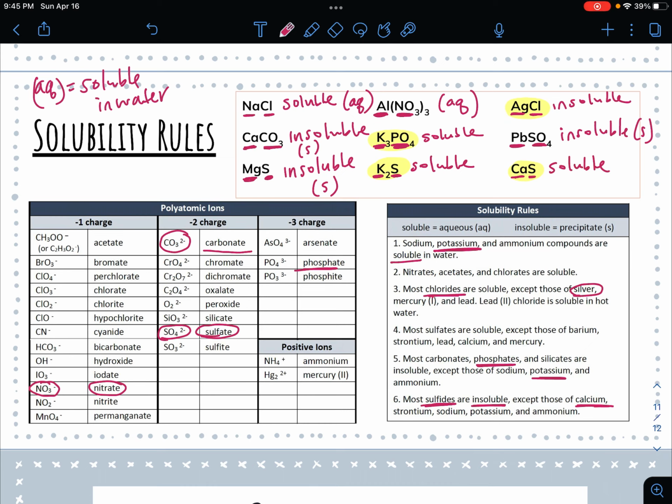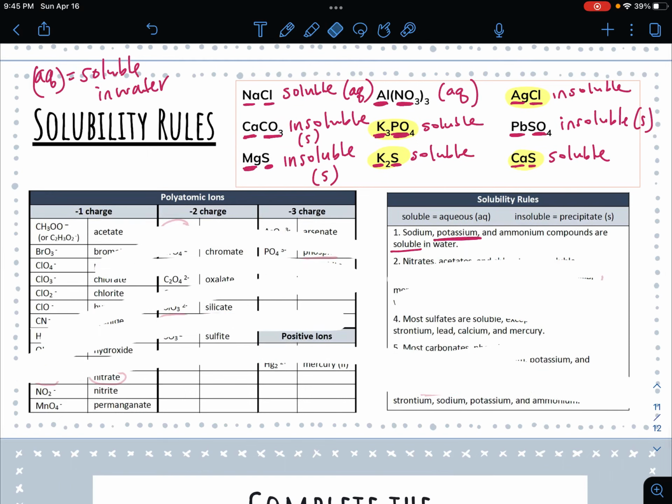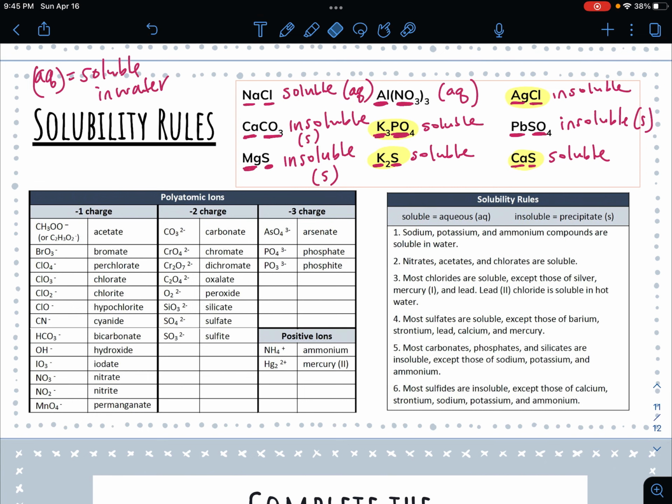Okay, so what you're going to do now is complete the coloring sheet. You're just going to be using these same rules. If it helps you, keep this video paused on this so you can see a few examples, that's fine. Grab some colored pencils. You're just going to use your solubility rules and your polyatomic ions to help you fill in the sheet with the correct colors.